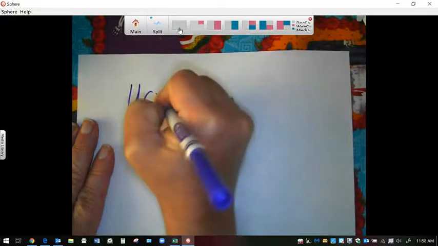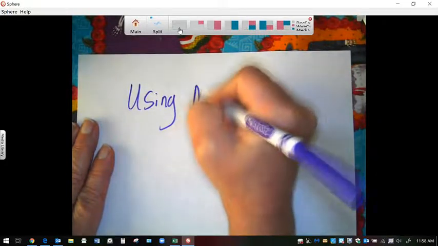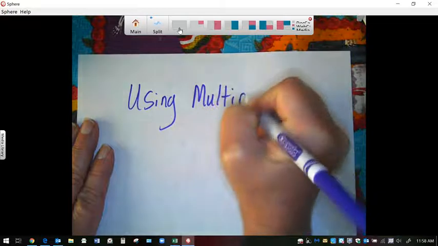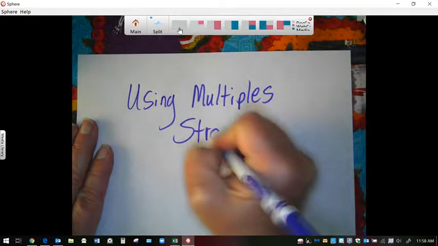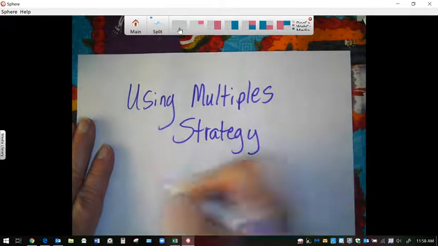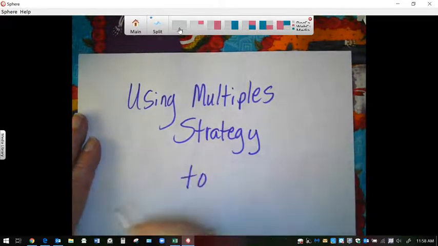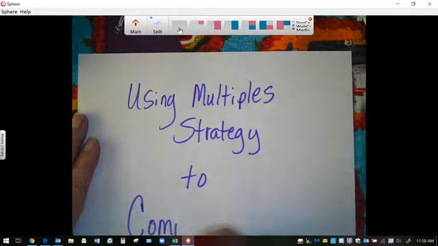So what we're going to learn today is we're going to be using the multiples strategy, and your lesson is compare fractions.